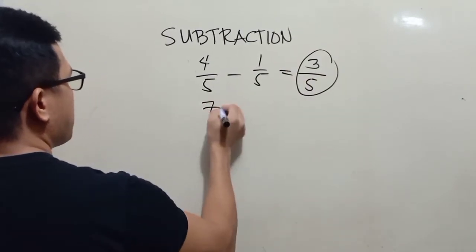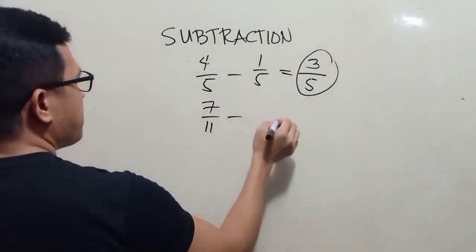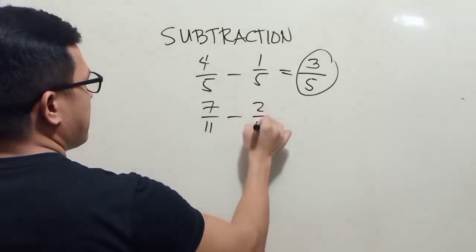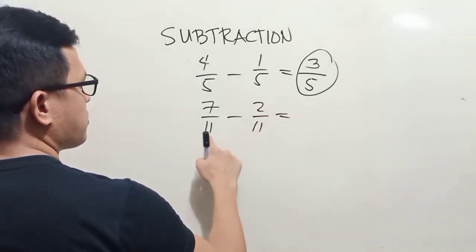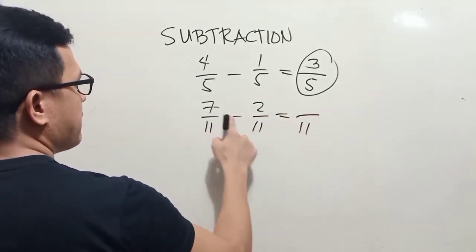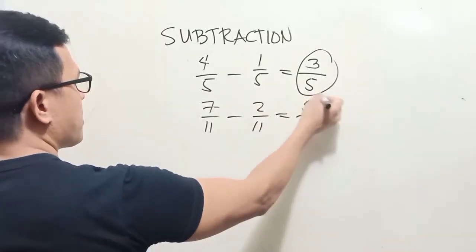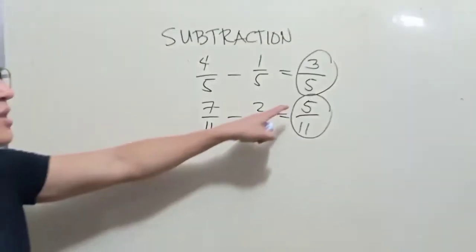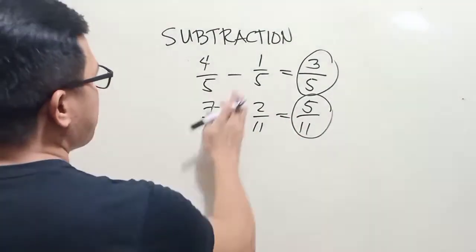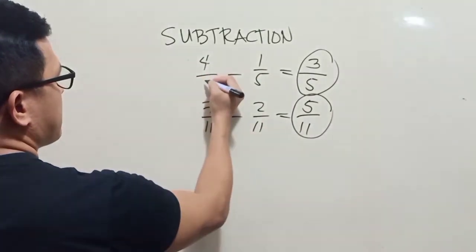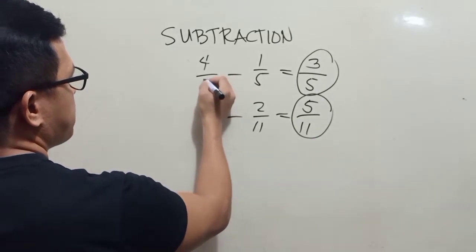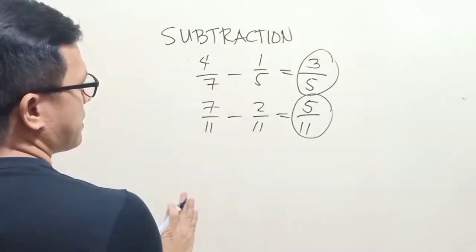Now, say 7 over 11 minus 2 over 11. Same denominator again. Copy, and then 7 minus 2, that is 5. Is this in simplest form? Yes, because the numerator is smaller than the denominator. What if they are different in denominators? Like this.